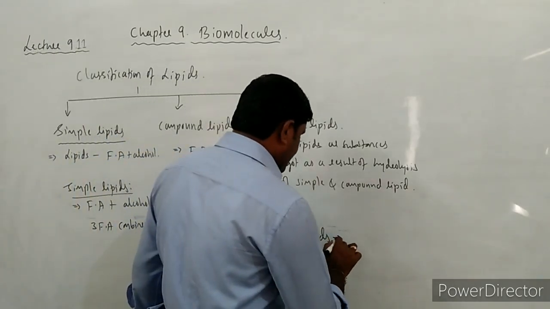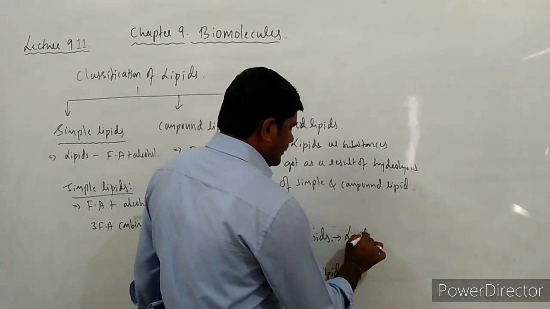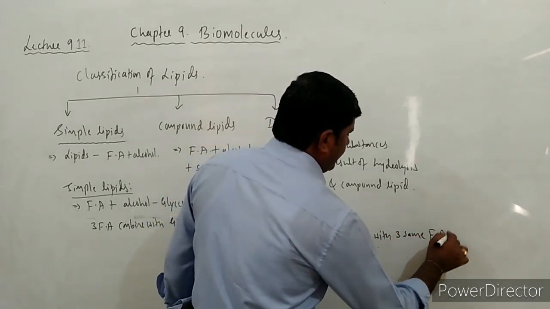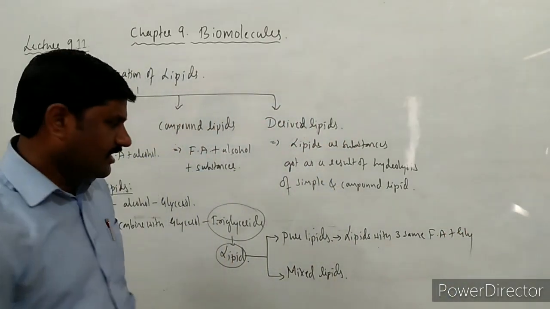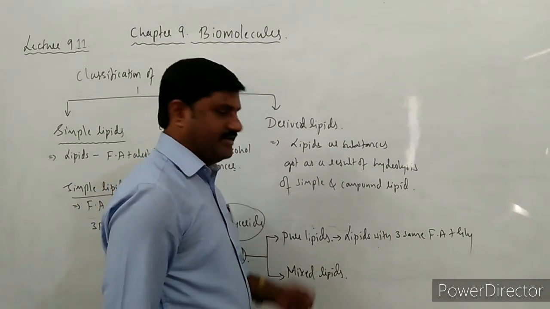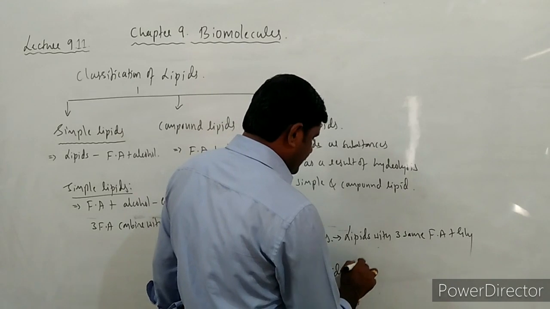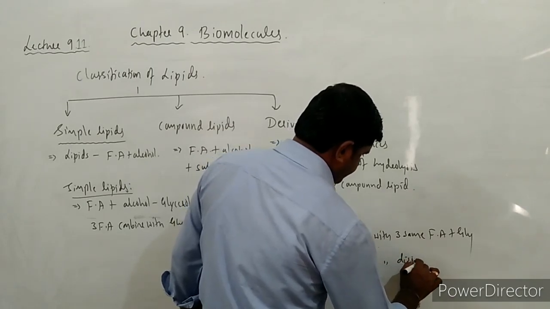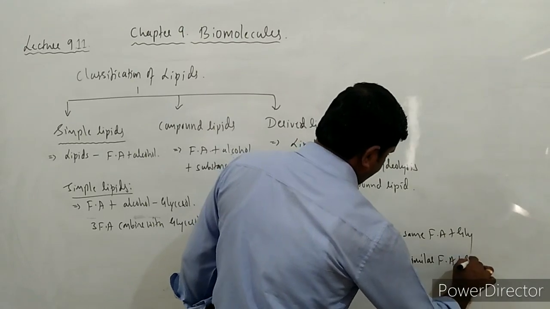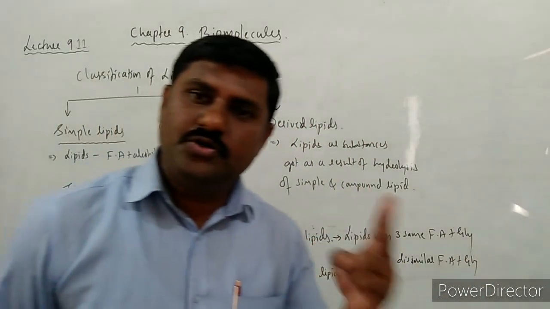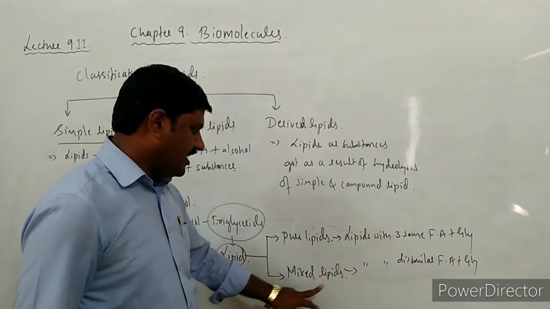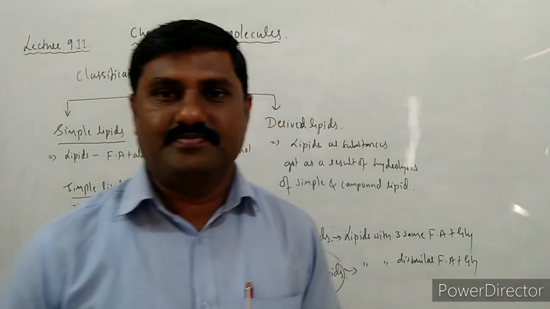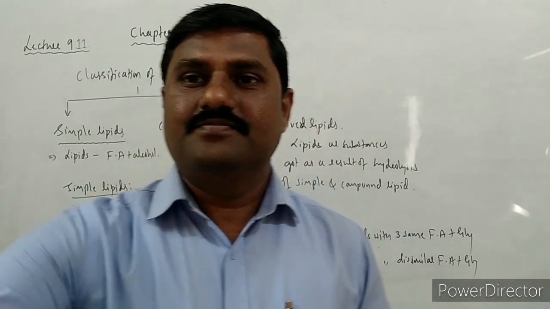What do you mean by pure lipids? These are the lipids with three same fatty acids plus glycerol. If it is so, then it is called pure lipids. And mixed lipids are the lipids with dissimilar fatty acids and glycerol. This way they have been classified into two types, pure lipids and mixed lipids. Most of the fats or the lipids are mixed ones.